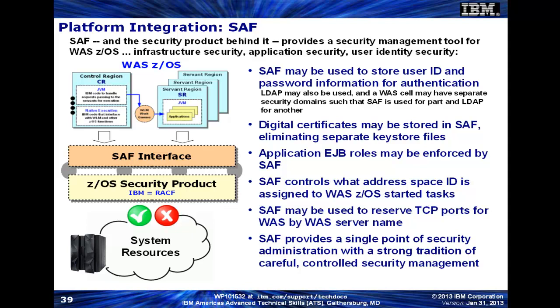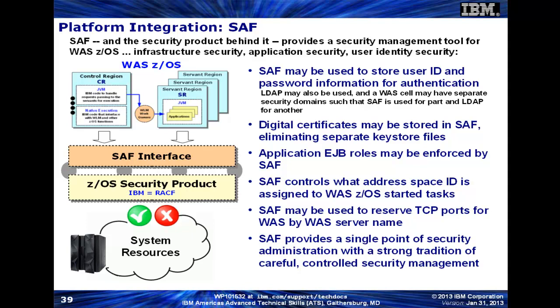Beyond authentication user IDs and passwords, SAF may also be used to store digital certificates used for identity assertion and encryption. This eliminates the need to have separately defined key and trust store files. z/OS supports that as well. Again, certificates are not limited to storage in SAF only, though there are good reasons to use SAF for that purpose. z/OS also uses SAF for many aspects of its infrastructure security, such as the assignment of user identity to the created address spaces. This can be extended to include optional security definitions, such as the protection of the TCP ports so that only the WAS servers can use them.